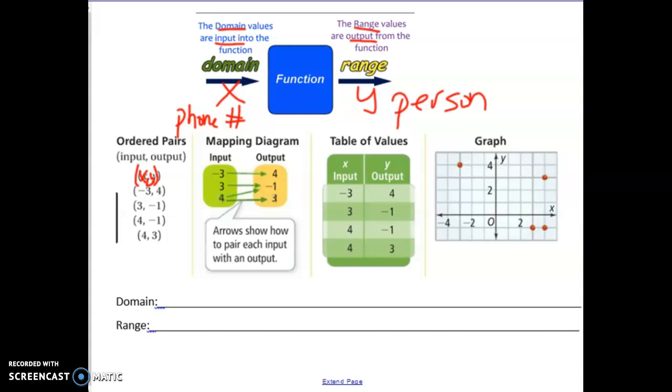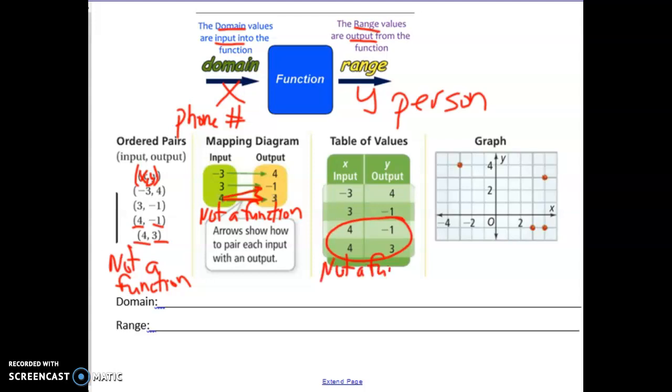Okay? How do you tell if it's a function or not? Well, whenever there's the same input, the same x value, with a different output, this is not a function. Okay? And whenever it's mapped from one input with two different outputs, that's a problem. Okay? So this is not a function, because one phone number could call two different people, completely two different people. That's bad. When we see it in a table, again, it's kind of similar to the ordered pairs. I have the same input giving me a different output, not a function.